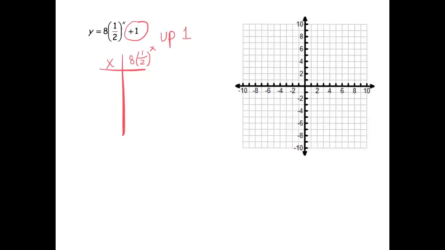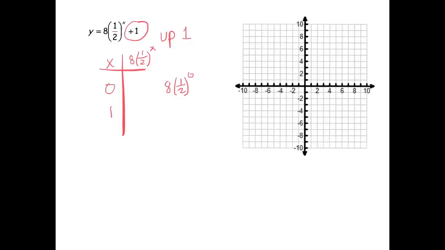I will tell you that I think 2 points is enough as long as you can see the shape of the graph and you have the horizontal asymptote. So I'm going to start by plugging in 0 and 1. Here we go. So we get 8 times 1/2 to the 0 power.